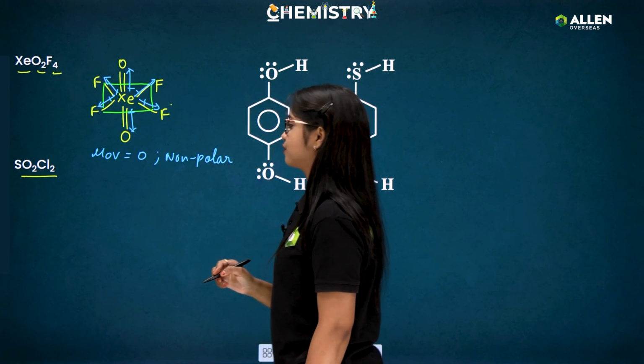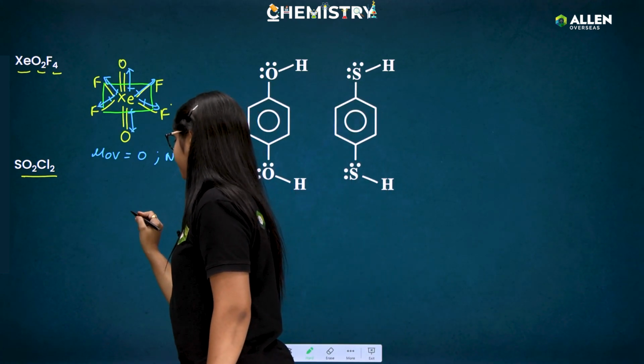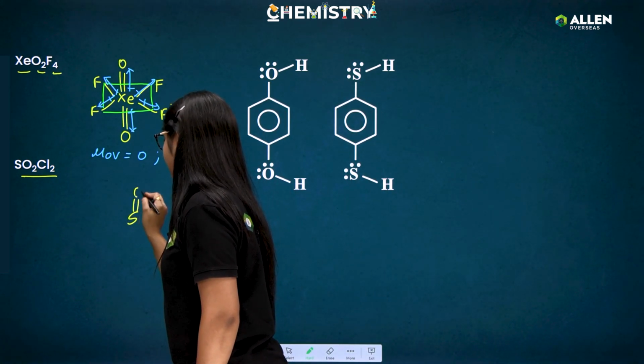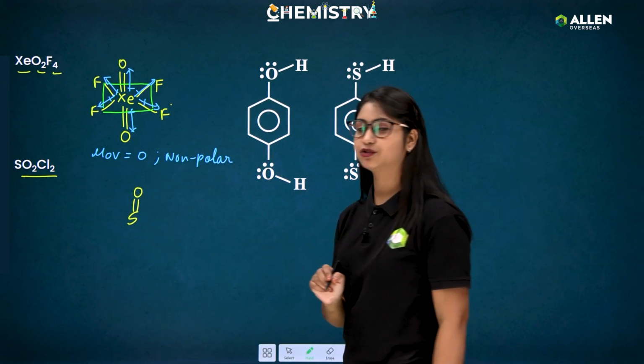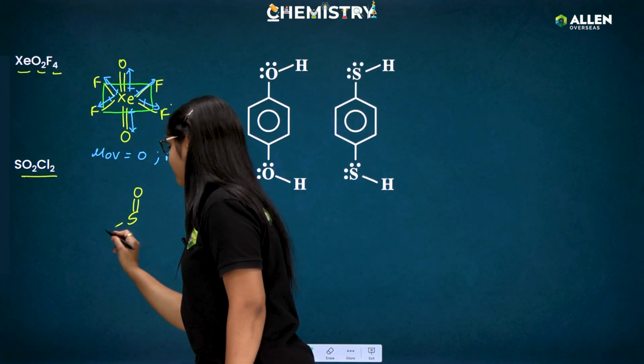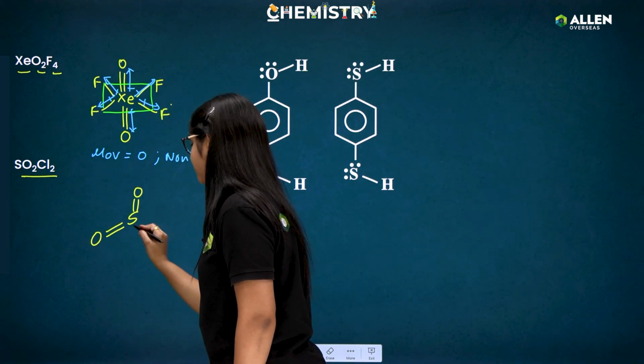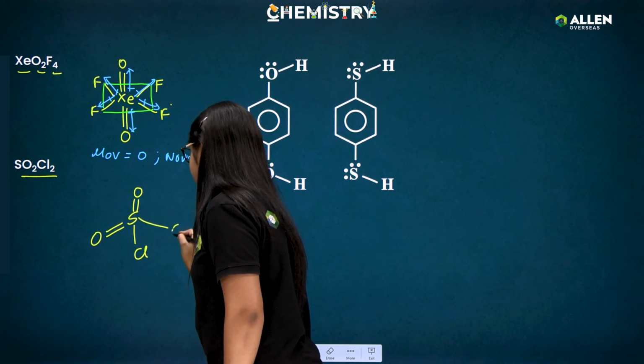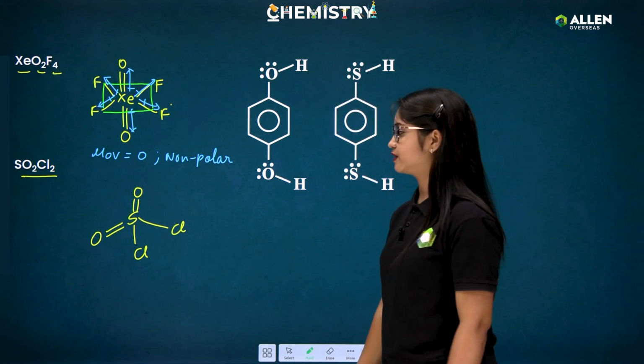Now the next one, SO2Cl2. What will be the structure of this molecule? So let's see. Here you have 4 sigma bonds, so sp3 hybridization, tetrahedral geometry, with Cl and Cl. This is the structure of this molecule.